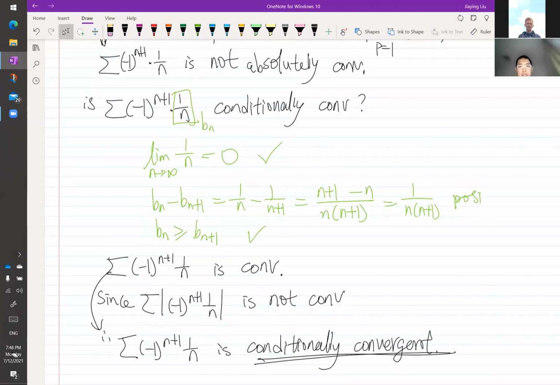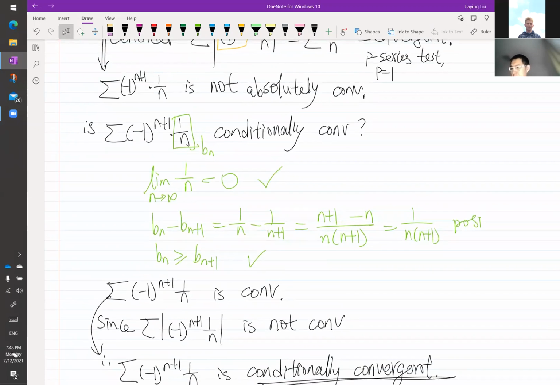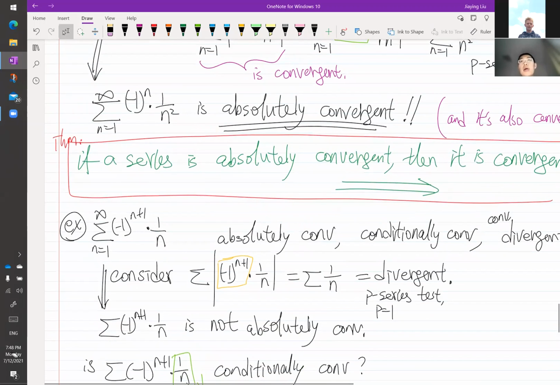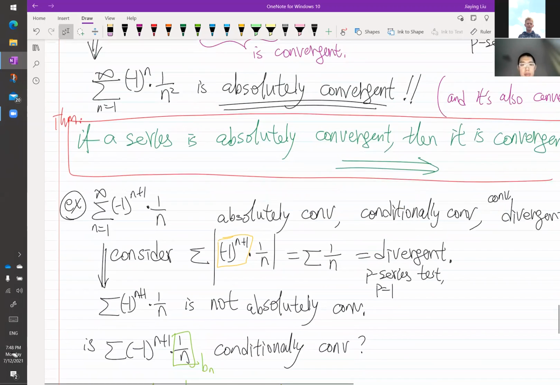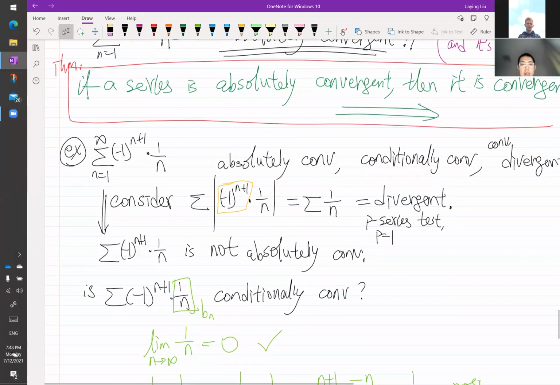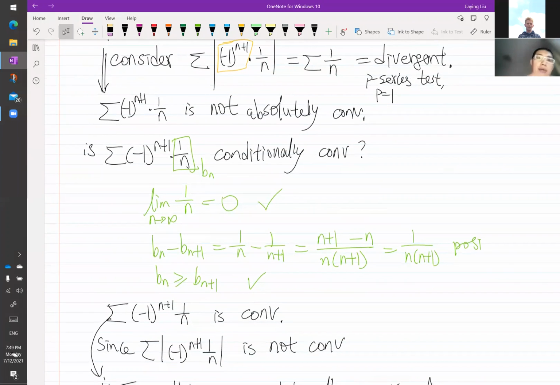Questions about this example or the example above? Yeah, I have a quick question. So on the absolute value version, we found that it was just 1 over n, and then we did the p-series. But why didn't we do the p-series on the other one that wasn't the absolute value? We just straight up made it go to 0 by having the limit as n goes to infinity. Why don't we just directly use the p-series test?